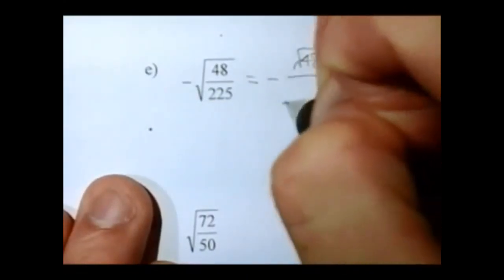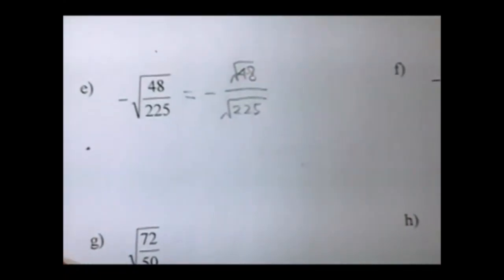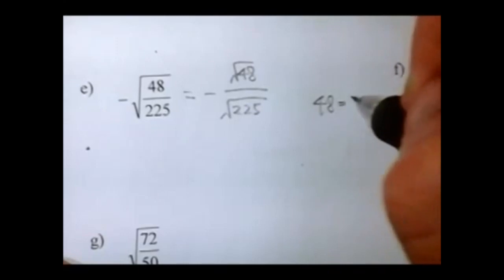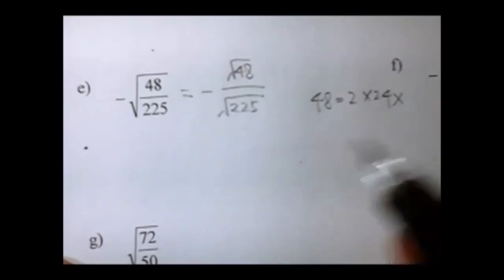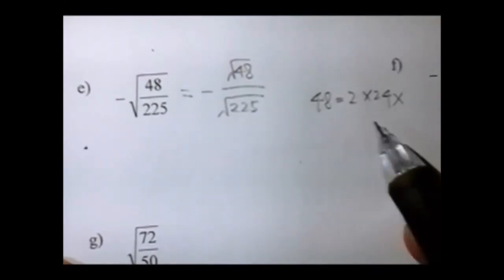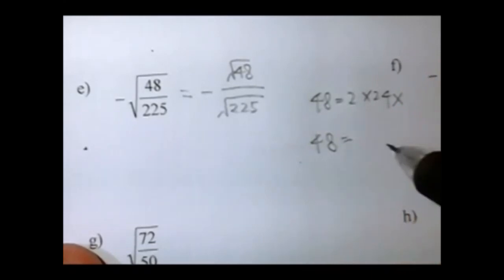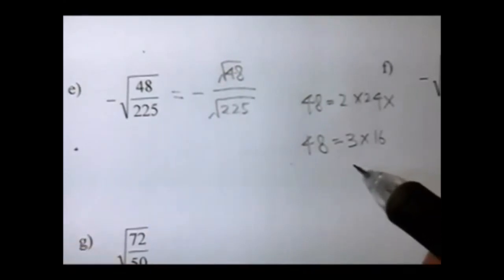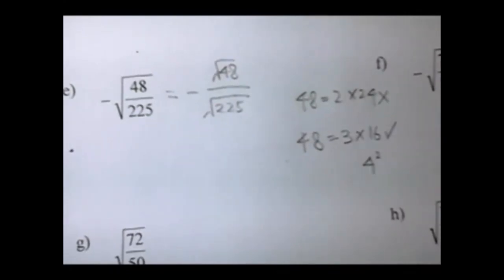First of all, we just make it as negative root 48 over root 225. And just consider, because 48 is not directly a perfect square, that's why we try factor pairs. 48 is equal to 2 times 24, but this one is not a good pair because 2 and 24 are not directly perfect squares. So let's try another possibility. 48 is also equal to 3 times 16. Okay, that's it. Because 3 is not a perfect square, but 16 is 4 squared. So this one is the correct pair we want to use.